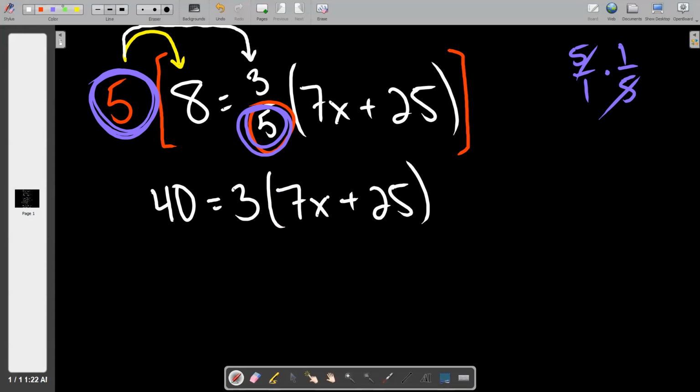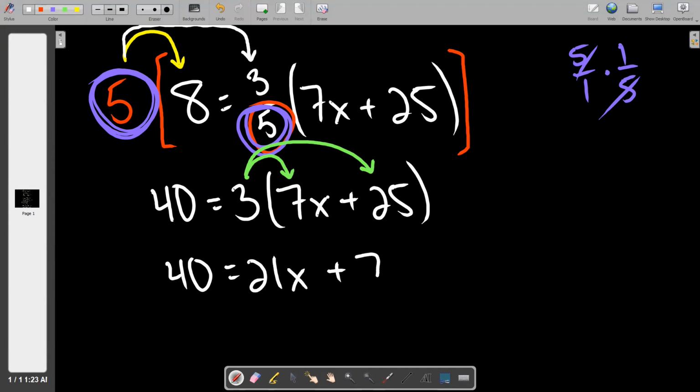So what we're going to do instead is we're going to take this 3 and we're going to distribute it through to get rid of those parentheses. Plus, nice job. So after, is this what you have on your paper?